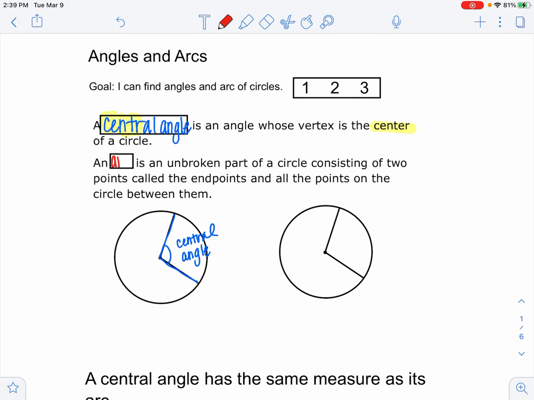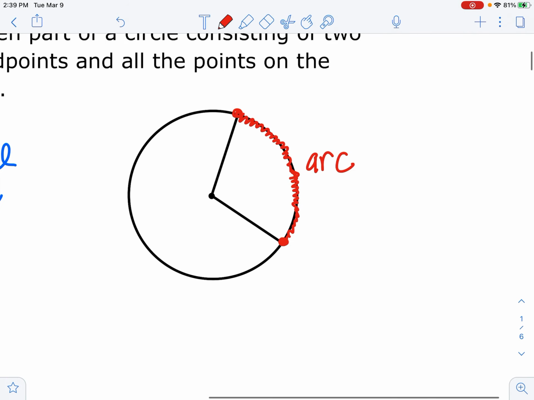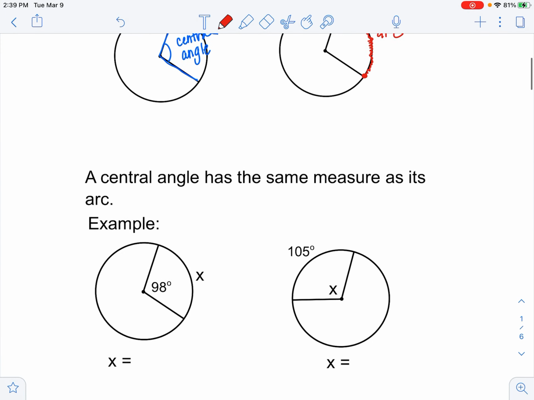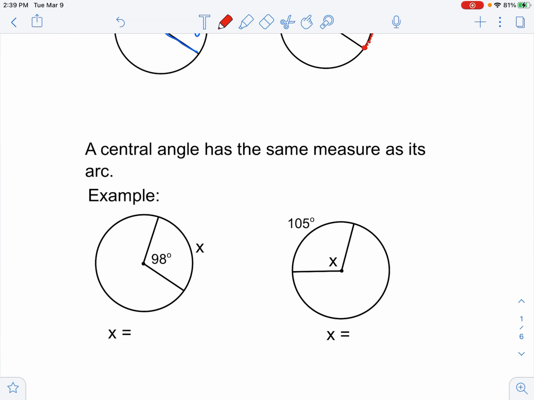All right, our next vocabulary word is arc. An arc, it's not arch, it's arc, is an unbroken part of the circle consisting of 2 points called endpoints and all the points in between them. So if I have a point here and I have a point here, this piece right here, which I'm scribbling on, this is an arc, okay? This big piece right here is also an arc, but for these purposes, I just want to make sure you see that the curved piece is the arc. Okay, let's move on to the next part here.